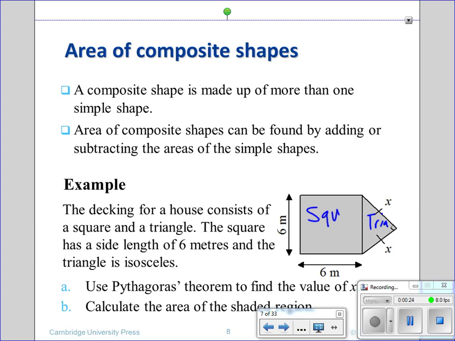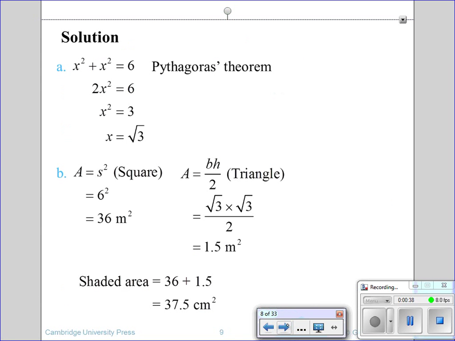So we're checking a house that consists of a square and a triangle. The square has a side length of 6. The triangle is isosceles, so we know that this here is 6. We've got to use Pythagoras to find x. So here's our triangle. We've got x, and we've got 6, and a right angle here.